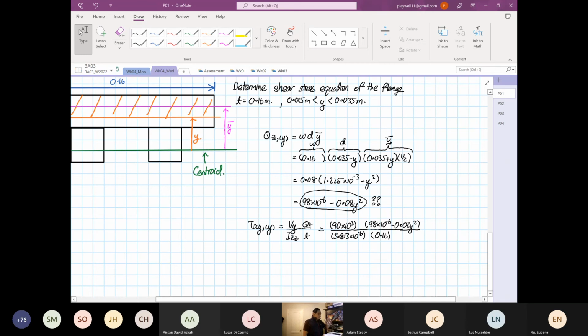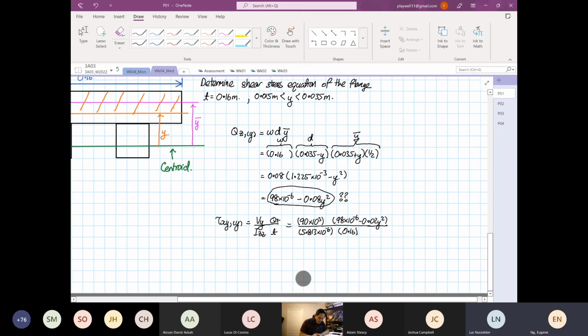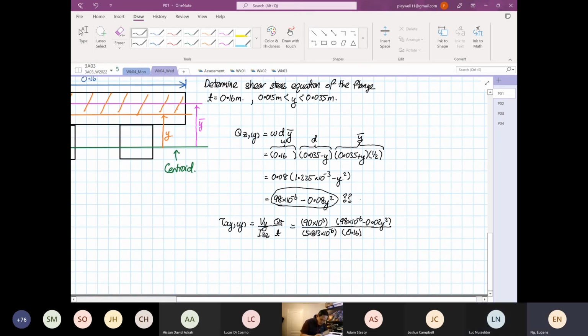If you plugged in y equals 0, should it return the value that you calculated at the centroid or something? So the right thing to do, you're partly right, okay? Look. If you substitute y is equal to 0.035, this equation should be equal to 0, right? So we plug in 98 times 10 to the power minus 6 minus 0.08 multiplied by 0.035 squared. The whole thing has to be equal to 0.